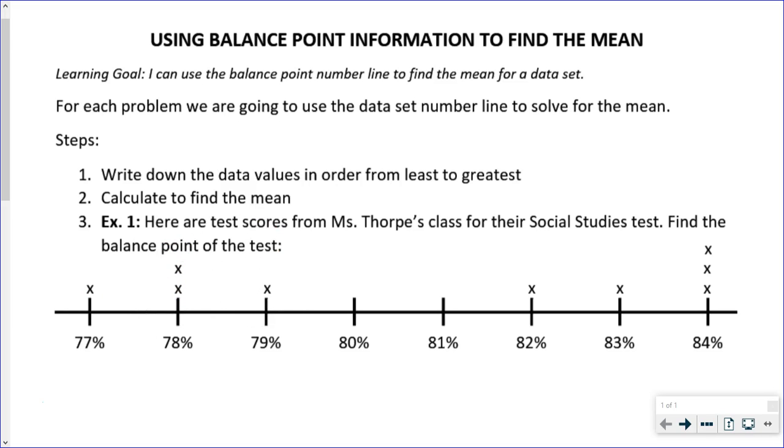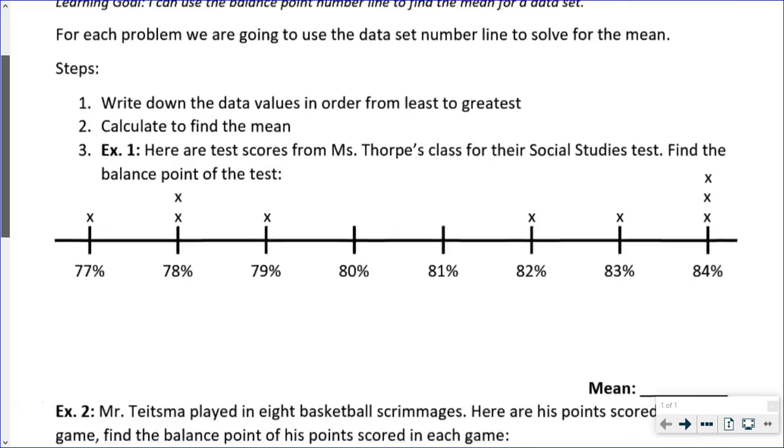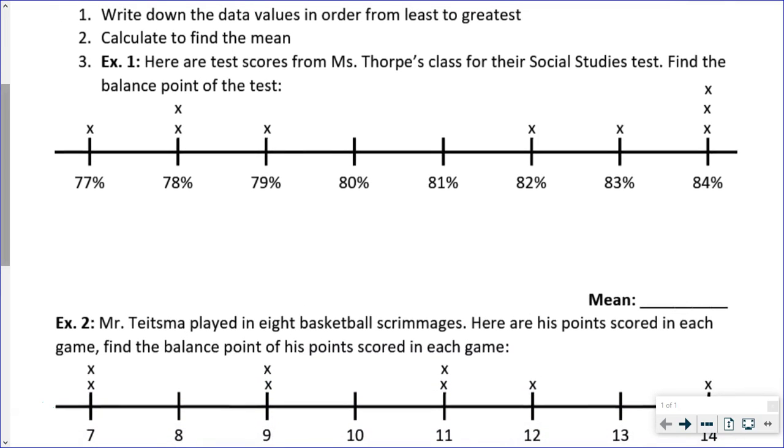And there's a much easier way to use this information to help us figure out what the balance point is, what the mean is, because remember, balance point is just another way to think about the mean. So for each problem, we're going to use our data set, the numbers and the number line, to solve for the mean. Our steps: we're going to write down the data values in order from least to greatest. The nice part of that is they are already done for us based on being on the number line.